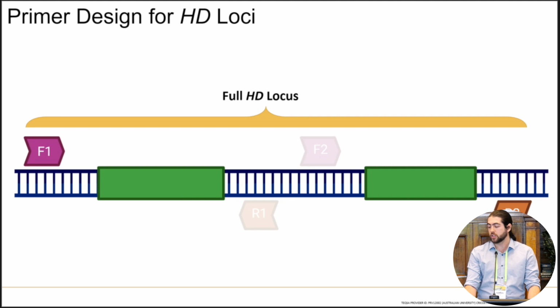To ensure amplification of non-pandemic strains, we also had to develop degenerate primers. What that means is it's a mix of oligonucleotide sequences that have different possible bases at different positions. That's because even in these conserved regions of the HD loci, there's still variation between different biotypes.